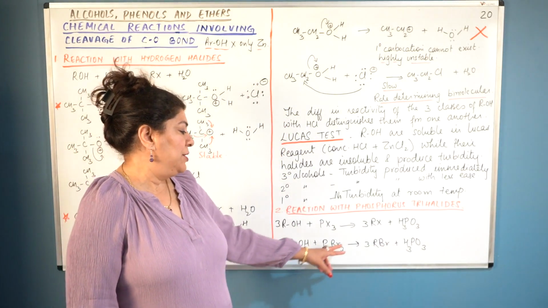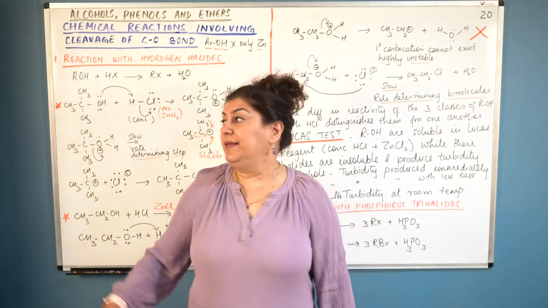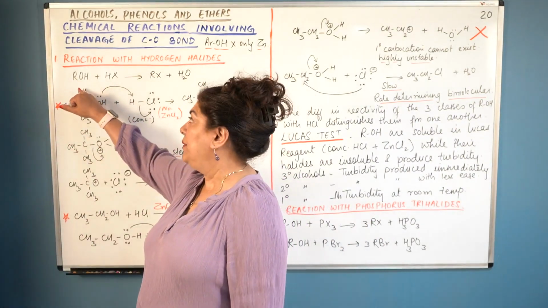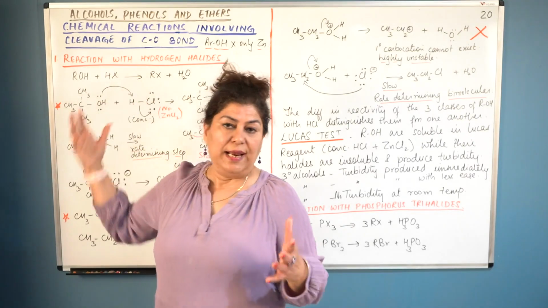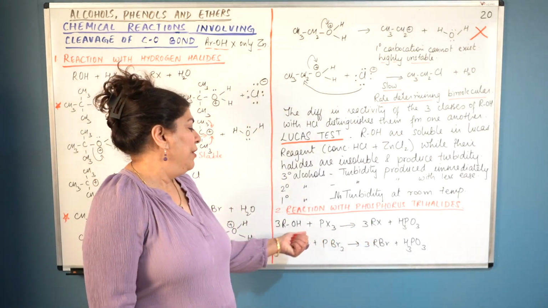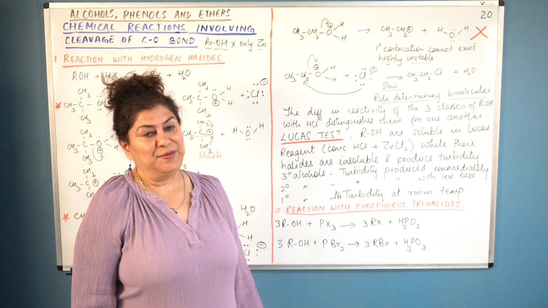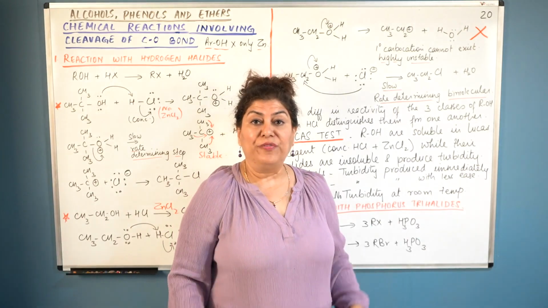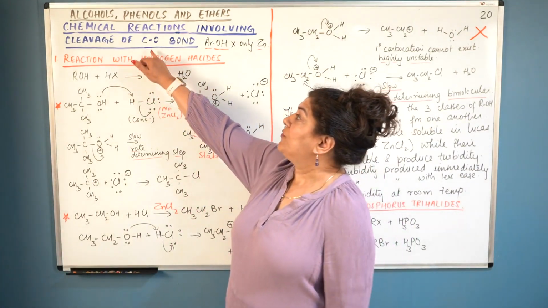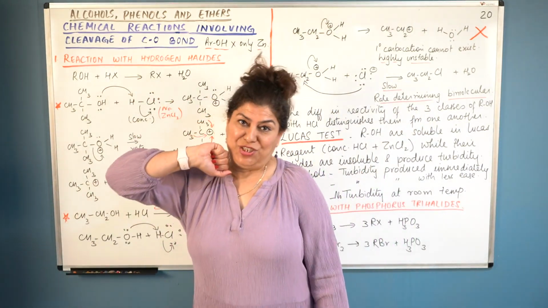So you can get the alkyl halides either by reacting alcohols with hydrogen halides, or you can get them through phosphorus trihalides. So these were two reactions, and we will continue with our discussion of reactions which involve the cleavage of the C-O bond in the next video.